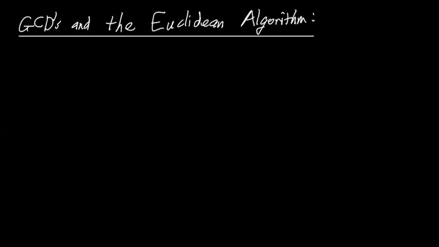Okay, you may have seen a lot of this before, but let's remind ourselves about greatest common divisors and the Euclidean algorithm. So let me give the definition of a greatest common divisor first. Let A and B be integers. I think we should say they're not both 0. It's hard to decide what the GCD of 0 and 0 is.